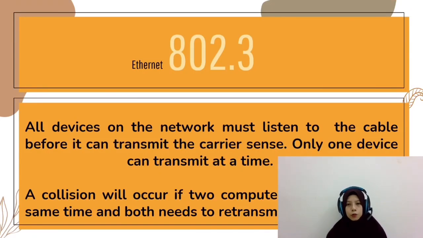Secondly is the 802.3, which is the Ethernet standard. All devices on the network must listen to the cable before they can transmit, using carrier sense. Only one device can transmit at a time. If two computers happen to transmit at the same time, a collision will occur and both of them need to retransmit.